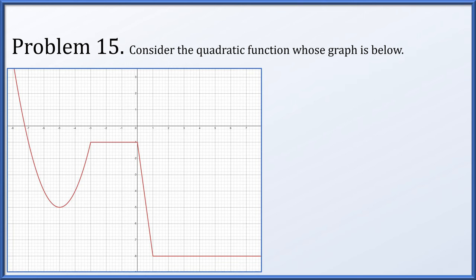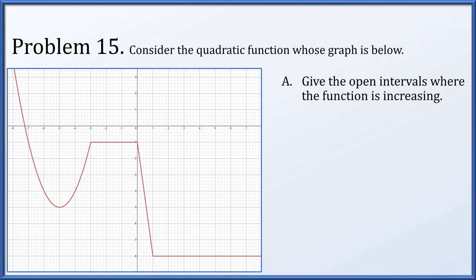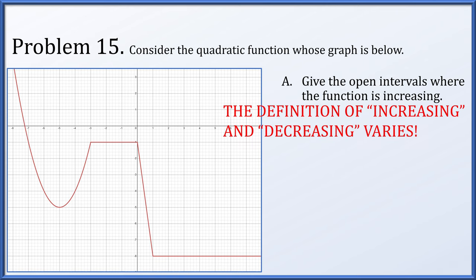So consider the quadratic function graph below. I'd point out it's piecewise defined, and one piece, the one furthest left, appears to be quadratic. The others are straight lines. First, give the open intervals where the function is increasing. It bears pointing out that from book to book and source to source, what is considered increasing and decreasing will change. The primary difference being, are constants to be considered increasing or not? Do you have to strictly go up or not to be called increasing, and similarly strictly going down or not to be called decreasing? That does change from place to place. Make sure you know the definition for your particular course.